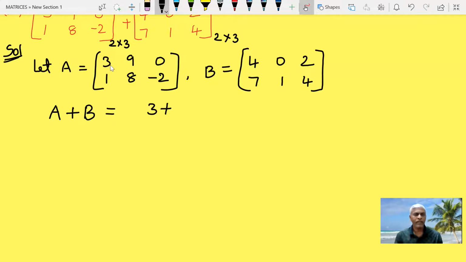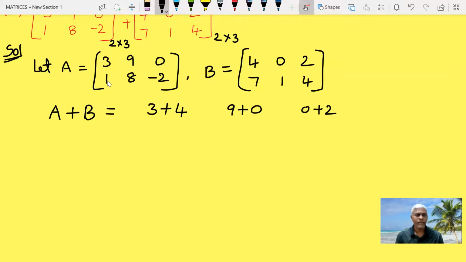So the first element of the first row should be added to the first element of the first row of the second matrix. So 3, 4 are corresponding elements and 9, 0 are corresponding elements. So corresponding elements we have to add. And 0, 2. So the third element in the first row plus the third element in the second row.